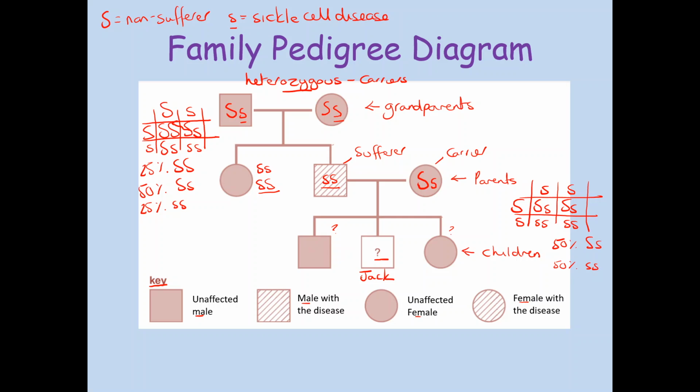Now, this person here is an unaffected male. Now, the only genotype that we've got here that is unaffected is a carrier. Okay, this is heterozygous, so they have to be this here. But Jack, we don't know what he is. He could be a carrier also, but he could also be a sufferer. Okay. So that is how we interpret a family pedigree diagram. We're unsure which one of those it definitely is, but he could be potentially either.